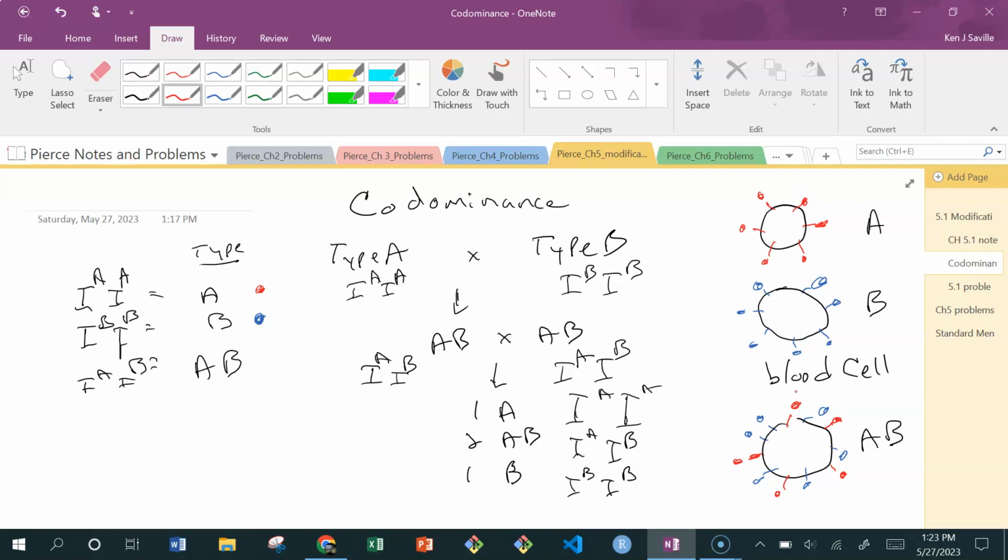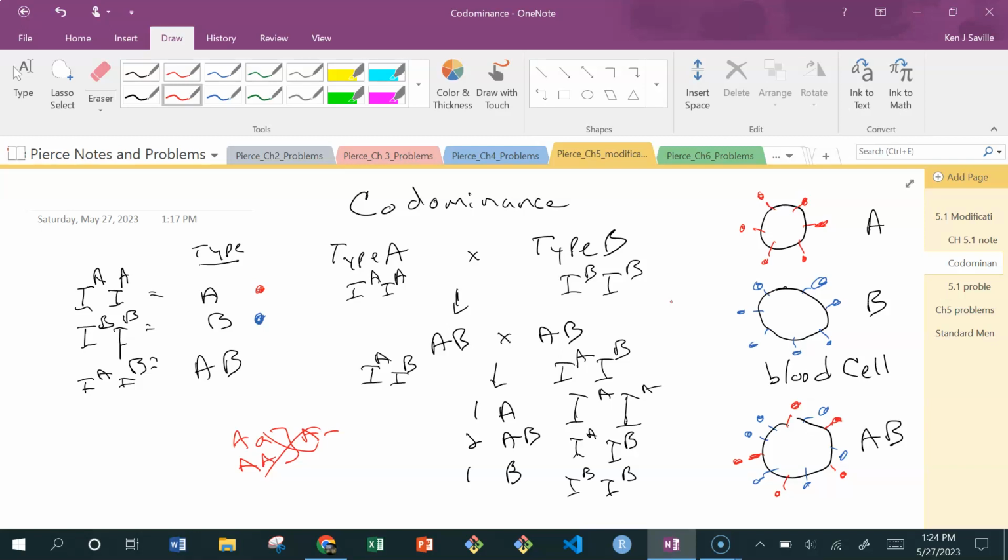So neither thing is dominant to the other. Remember, dominance means that if you are heterozygous, you have this or this, you get the same result. But here, we're not getting that. If you get homozygous, you get one result. If you get heterozygous, you get a different result. And so neither A nor B is dominant. If A was dominant, then if you had an AB genotype, you would have an A phenotype. If B was dominant, you'd have a B phenotype. So that's what codominance means.